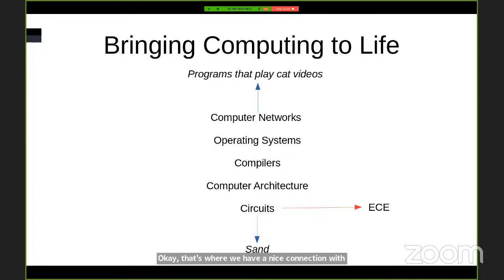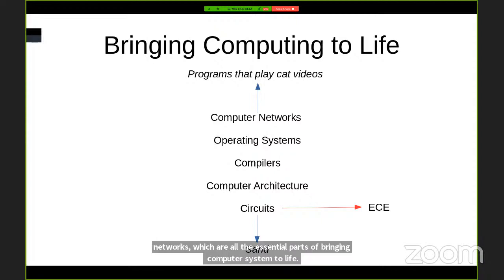So computer engineering is essentially everything from computer architecture on this list and below to circuits, okay? Computer architecture is a subject that is shared by both computer engineering and computer scientists. And I'll talk a little bit more about all these other subjects that you see over here, which is computer architecture, compilers, operating systems, and computer networks, which are all the essential parts of bringing a computer system to life.